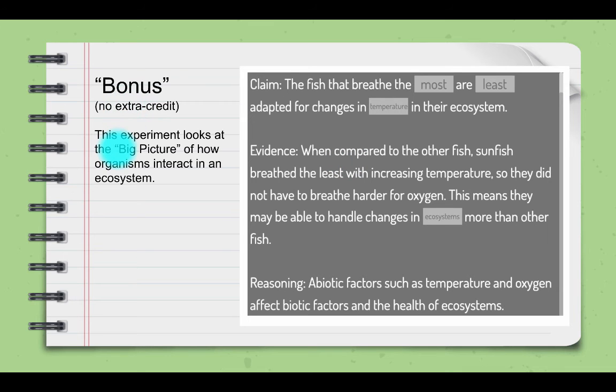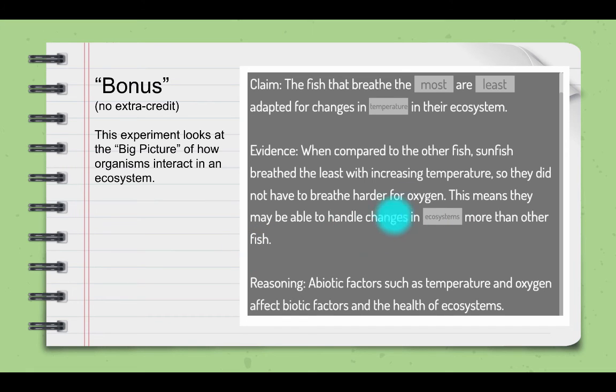If you did the bonus at the end, you can see how this all fits into the big picture. The big picture is how organisms interact in an environment. Abiotic and biotic factors are always interacting as far as how we live in our environment. The fish that breathe the most are least adapted for changes in temperature in their ecosystem. When compared to the other fish, sunfish breathe the least with increasing temperature, so they did not have to breathe harder for the oxygen. This means they may be able to handle changes in ecosystems more than other fish.